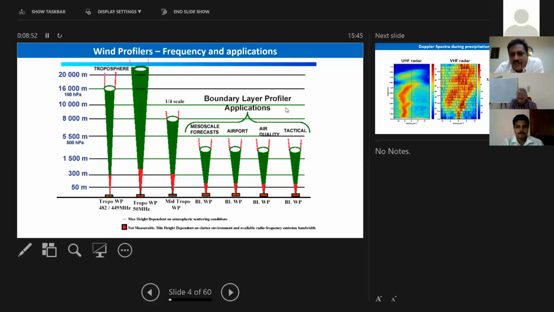If you are interested only up to 10 kilometers or so, then you can go to 400 megahertz. If you are interested only in the boundary layer, then you can choose 1.3 or around 1 gigahertz. Recently another class of radars has come, available only in India. It's a 200 megahertz radar, and in India we presently have three such radars: one in Cochin, another in Aries, and one more in the northeast.